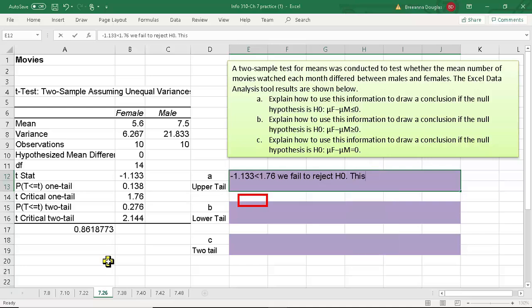This means we cannot conclude that females watch more movies each month than males.